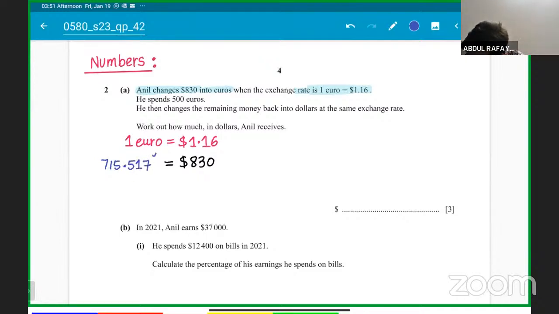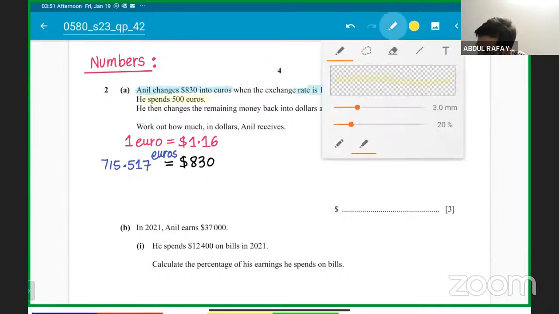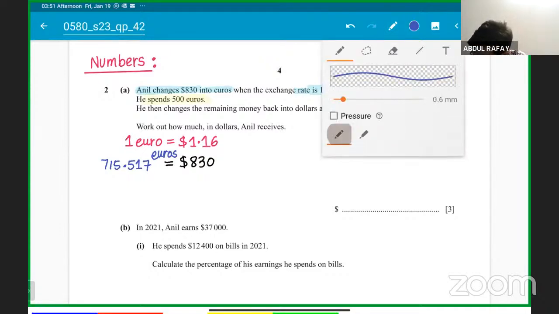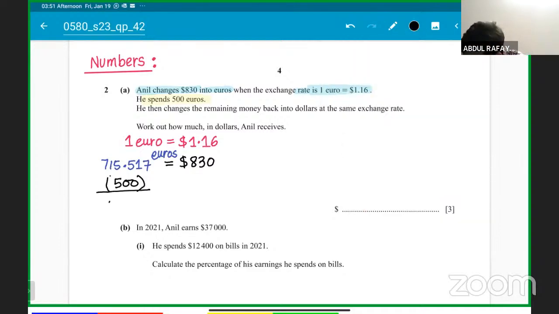715.517 euros. So we are getting this many euros, and out of that, 500 euros are being spent. So you can deduct the 500 euros. You are left with minus the 500. We are left with 215.517 euros, you can say.